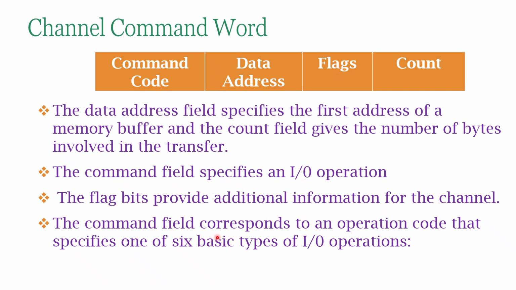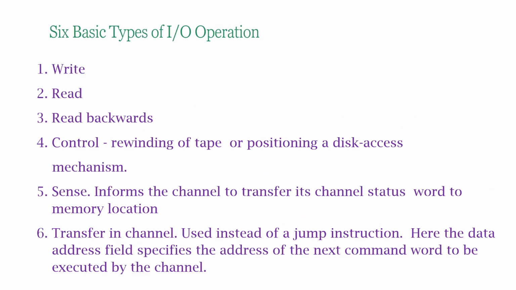The command field corresponds to an operation code that specifies one of the 6 basic types of IO operation, which is given in the next slide. These 6 basic types of operations are write, which transfers data from memory to an IO device. Second one is read. This transfers data from an IO device to memory. Then we have read backward. This is used in magnetic tape with the tape moving backward.